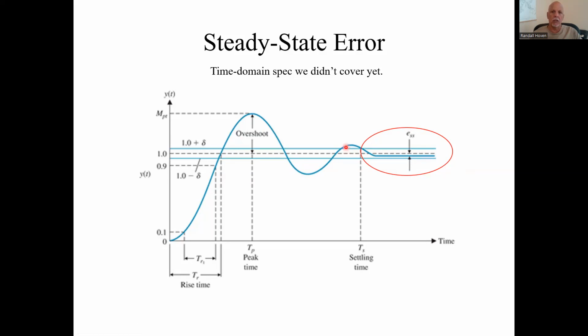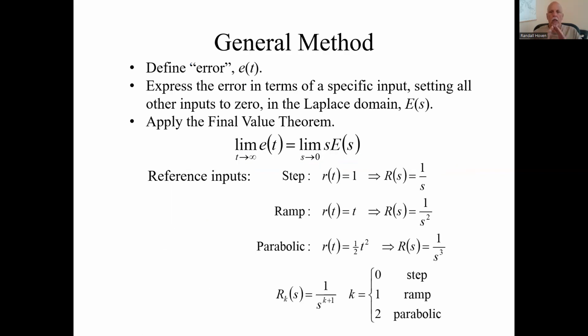The other difference is that all these other performance measures that we talked about before were in reference to a step input. When it comes to steady state error, we'll consider a couple of other input types. And here's the general method. First off, you have to define what we mean by the error. What is it you're going to want to minimize, probably? And we'll talk about that in a second.